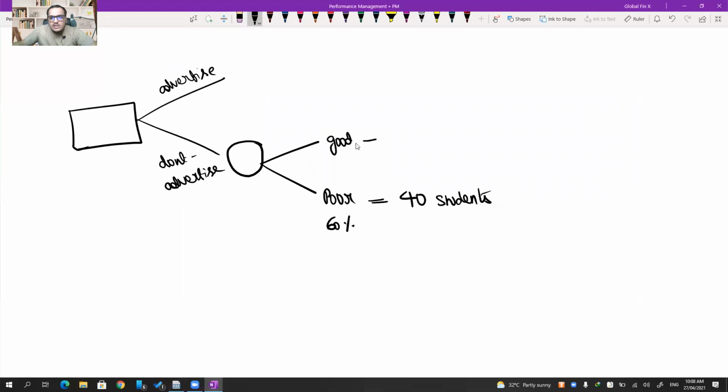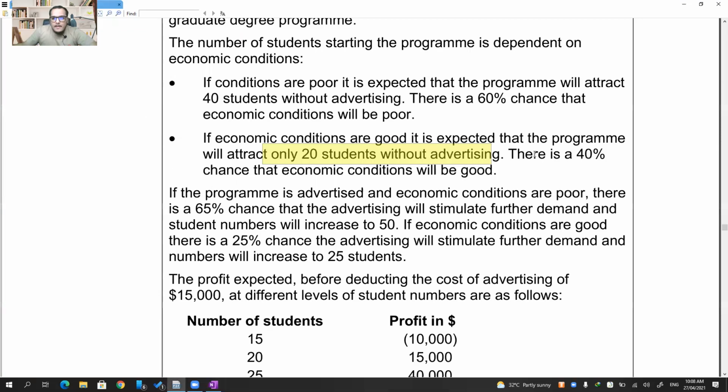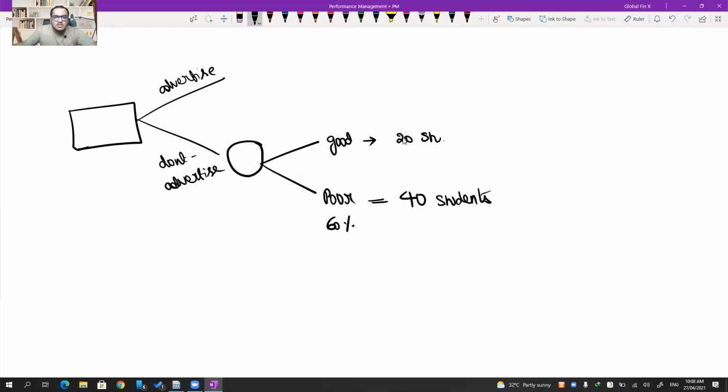If the economic conditions are good, without advertisement, you get 20 students. There is a 40% chance. They should not tell that.